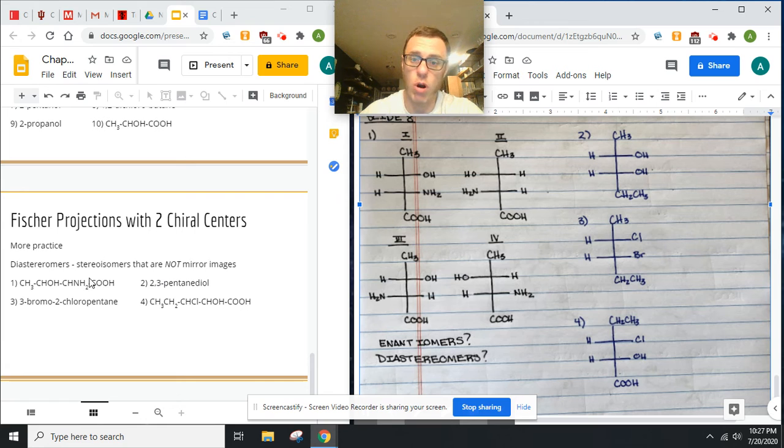If I were to ask you to draw a Fisher projection for a compound, you would only have to draw one. So is in number 2 right here. That's pretty straightforward. But this type of drawing is going to play a role once we start talking about carbohydrates and how they ring up and how they behave. So those are Fisher projections, and that's it for chapter 15.